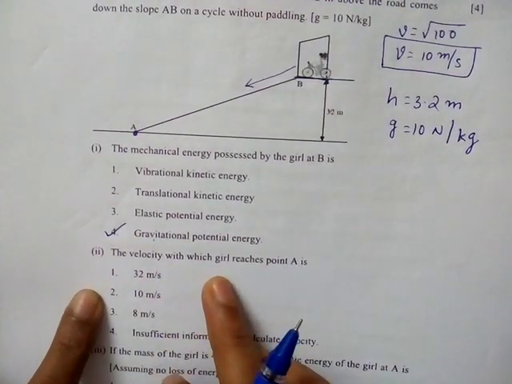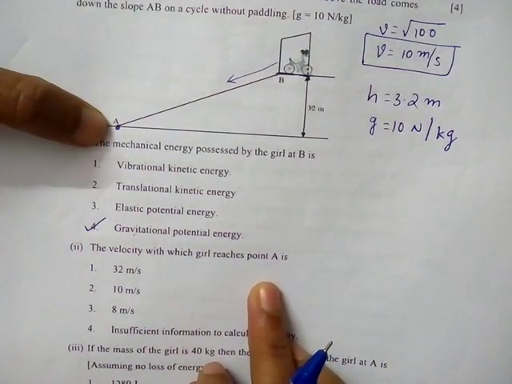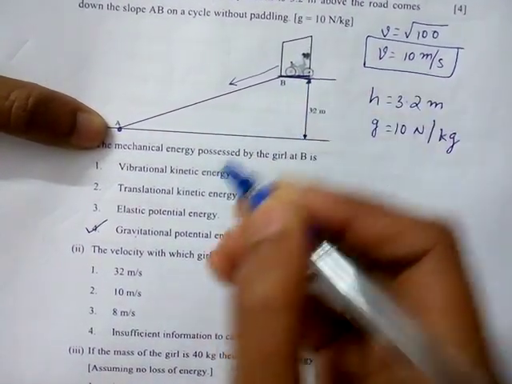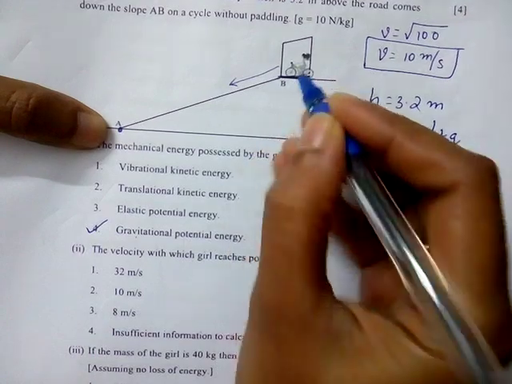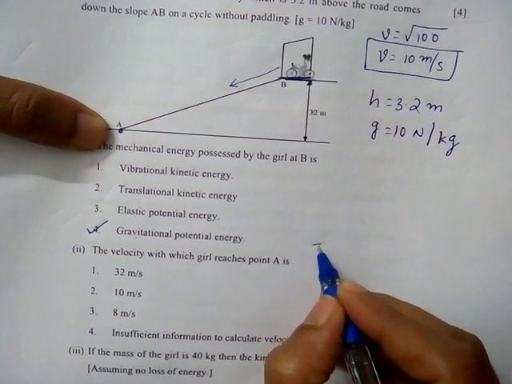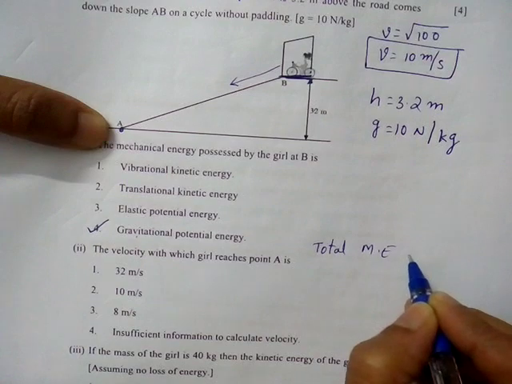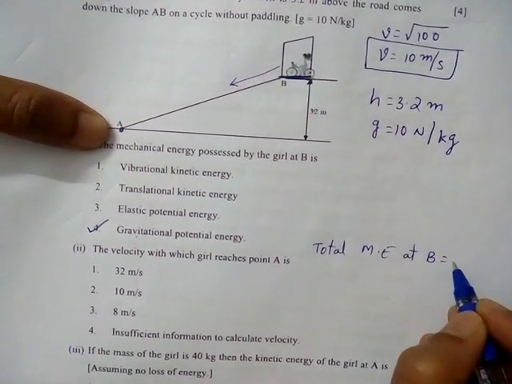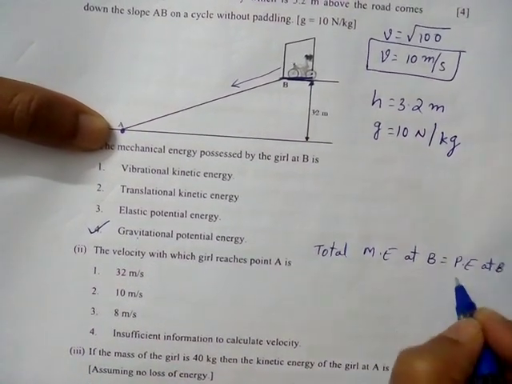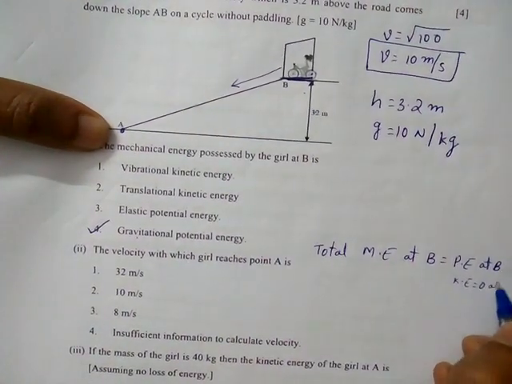Next, second one, the velocity with which the girl reaches point A. With what velocity she reaches point A. So, by using the potential energy here, the total mechanical energy at point B will be equal to the potential energy at B, because here kinetic energy is equal to 0. She is at rest. V is equal to 0 at B.